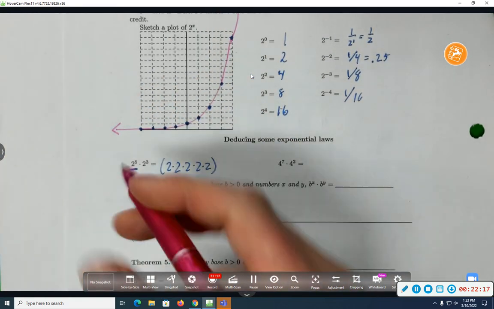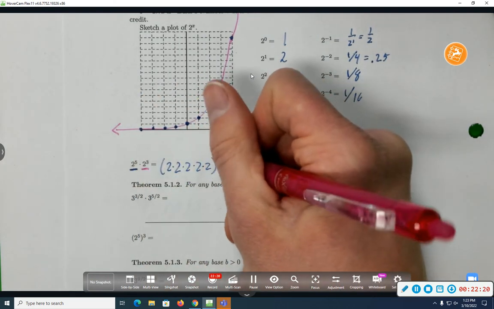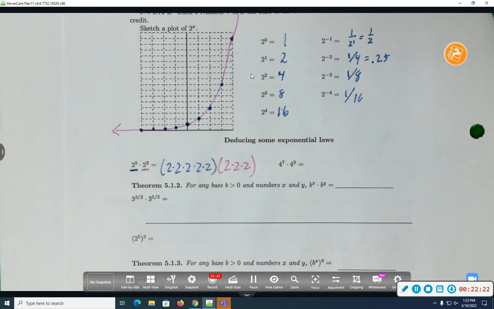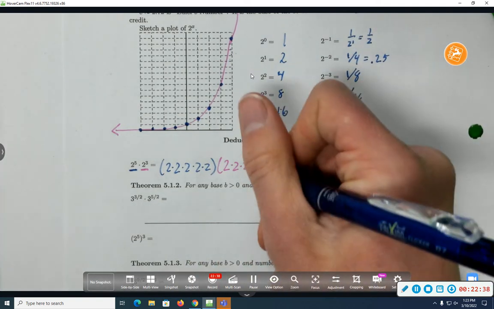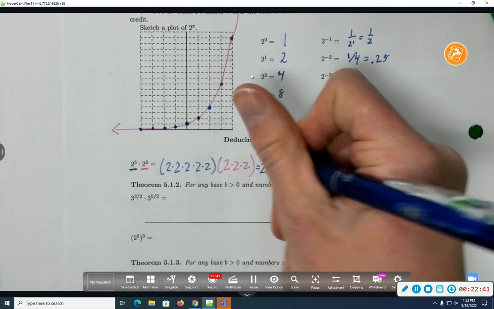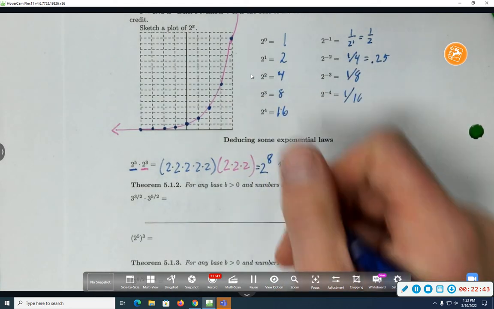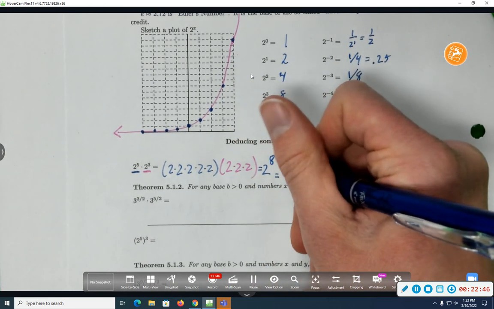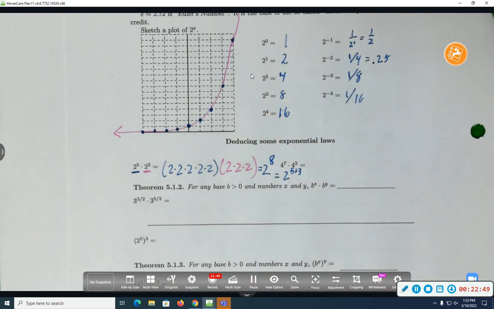What does 2 to the power 3 mean? 3 times. Do those parentheses matter? No, multiplication is associative, which means the parentheses between just multiplication don't matter. So how many 2s are there in a row right there? 8. So that's 2 to the 8, which maybe suggestively I'll also label as 2 to the 5 plus 3.